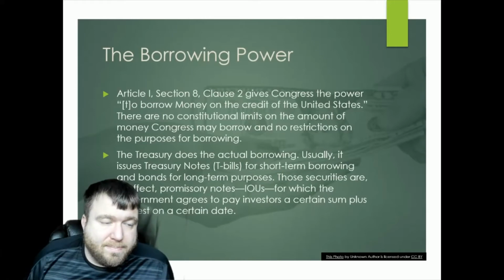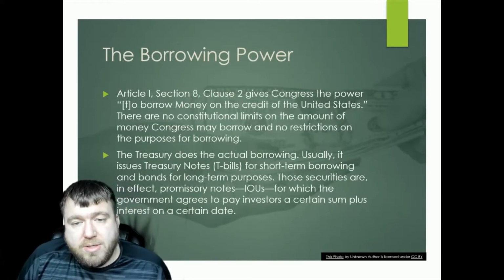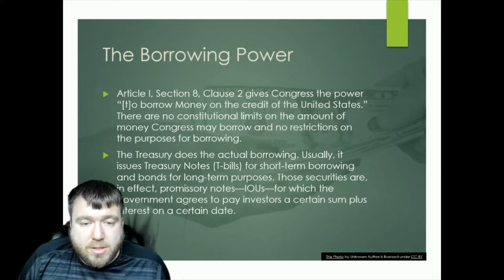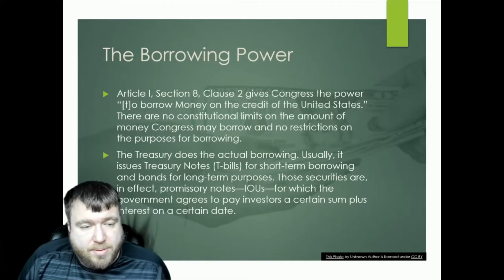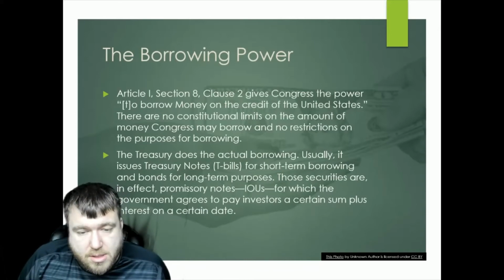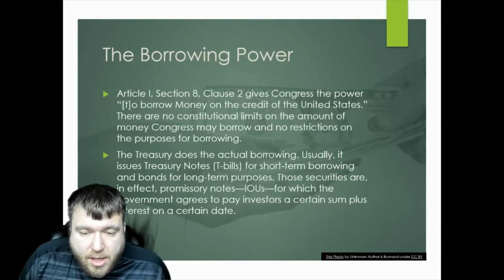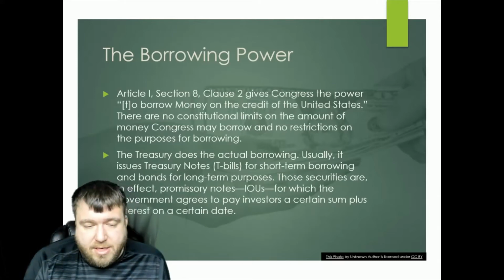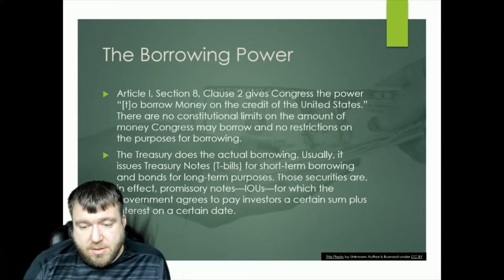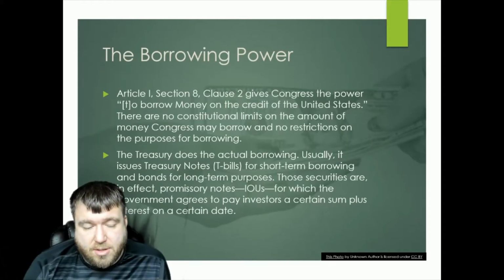The borrowing power. Article 1, Section 8, Clause 2 gives Congress the power to borrow money on the credit of the United States. There are no constitutional limits on the amount of money Congress may borrow and no restrictions on the purposes for borrowing. The Treasury does the actual borrowing. Usually, it issues Treasury notes, or T-bills, for short-term borrowing and bonds for long-term purposes. Those securities are, in effect, promissory notes, IOUs, for which the government agrees to pay investors a certain sum plus interest on a certain date.